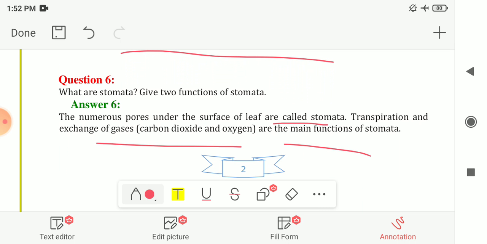Transpiration means the removal of water in the form of vapor. So this one is the first function of stomata, that is transpiration. And the next one is exchange of gases, that means to take in the carbon dioxide and to give out the oxygen. So the exchange of gases also takes place through the stomata. So this one is also a function of stomata.